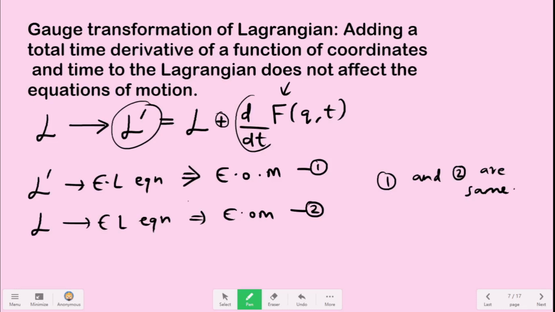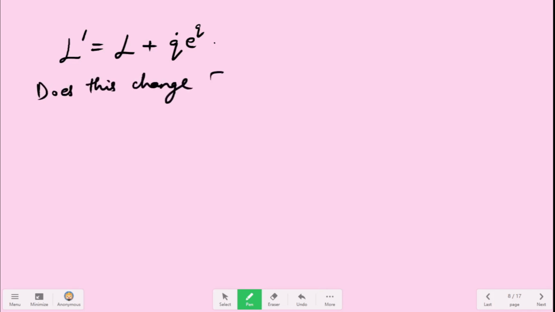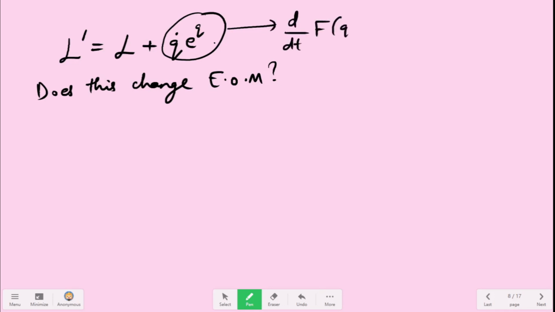Now let us discuss an example. Let's say the new Lagrangian that we have is equal to old Lagrangian plus q dot e raised to q. The question is, does this change equation of motion? We have to only check if q dot e raised to q can be written as total time derivative of some function of q and t.